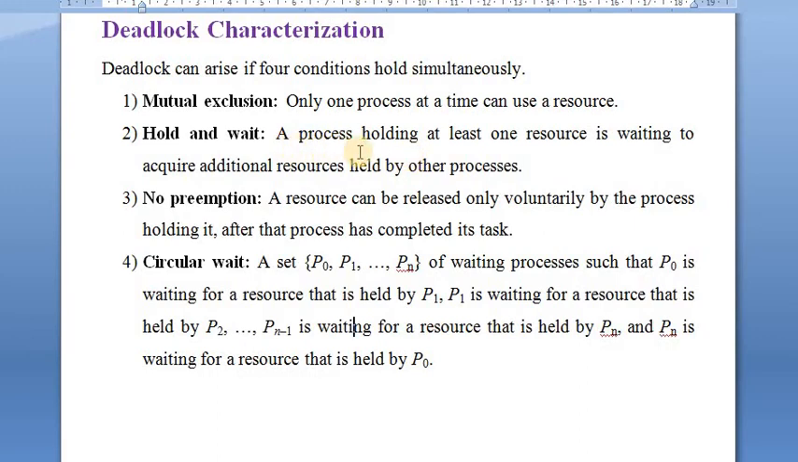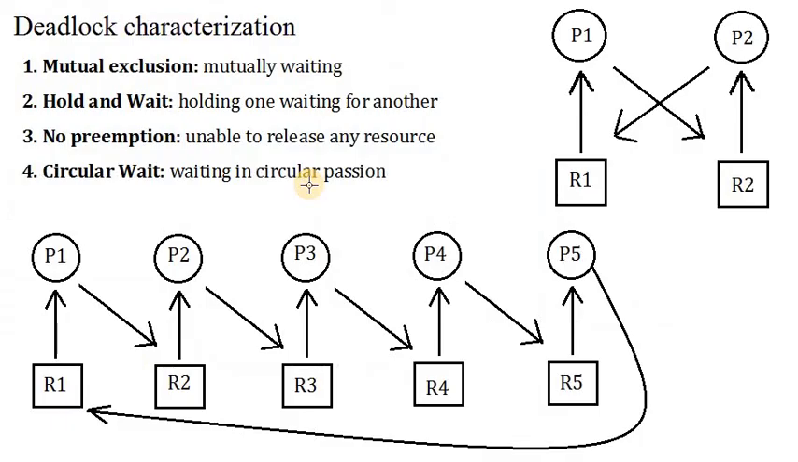In hold and wait, a process holding at least one resource is waiting to acquire additional resources held by other processes. Holding at least one resource, waiting for additional resources. So let us see. In this diagram, resource R1 is already held by P1. So the hold situation occurred here: R1 is held by P1. And P1 is waiting for R2, so this is a wait situation, right?